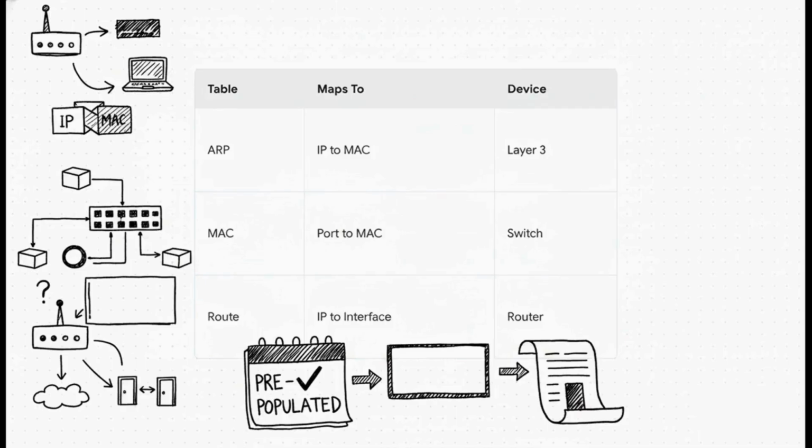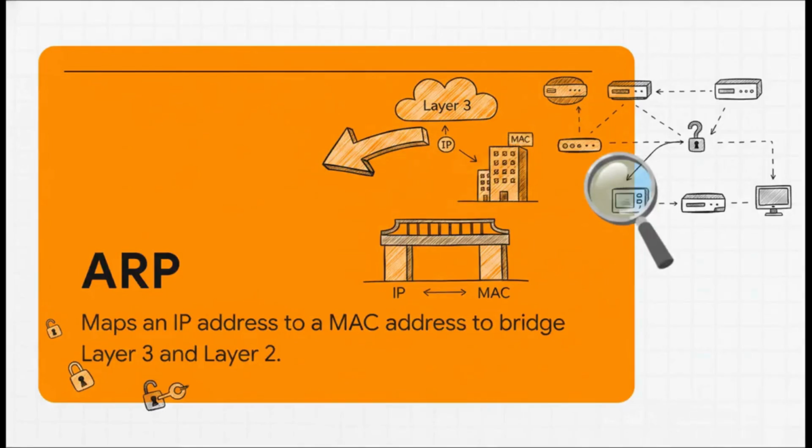But here's the absolute crucial point. While the routing table is pre-populated, meaning the router already knows which of its physical interfaces connects to which logical network, the ARP and MAC tables are blank slates. They're totally empty when a device turns on, and they have to be dynamically filled in as traffic actually moves around the network. And that brings us to the absolute star of today's show.